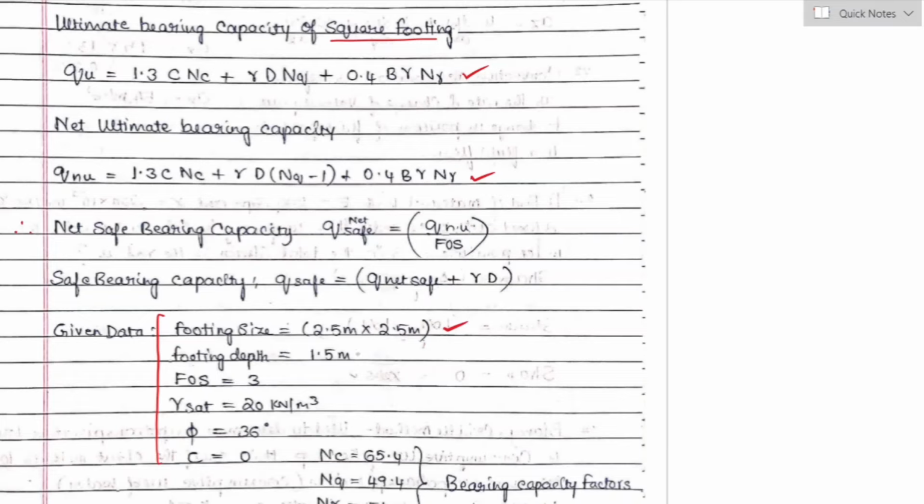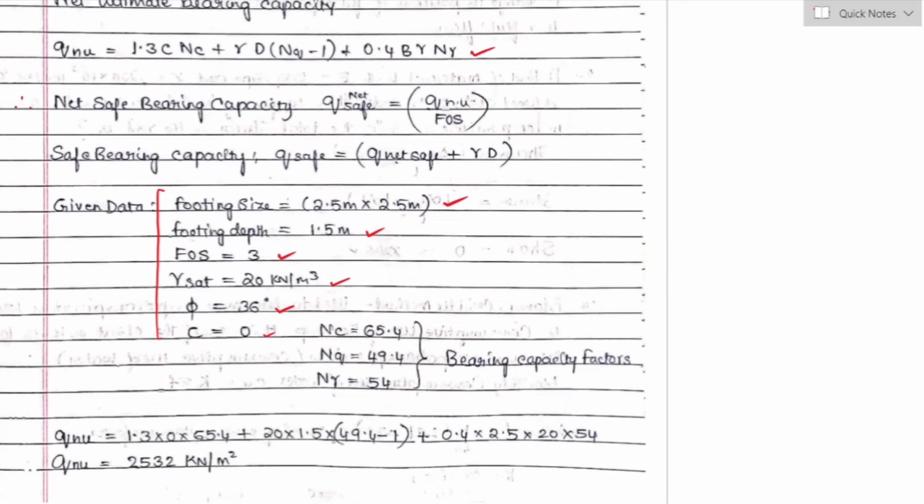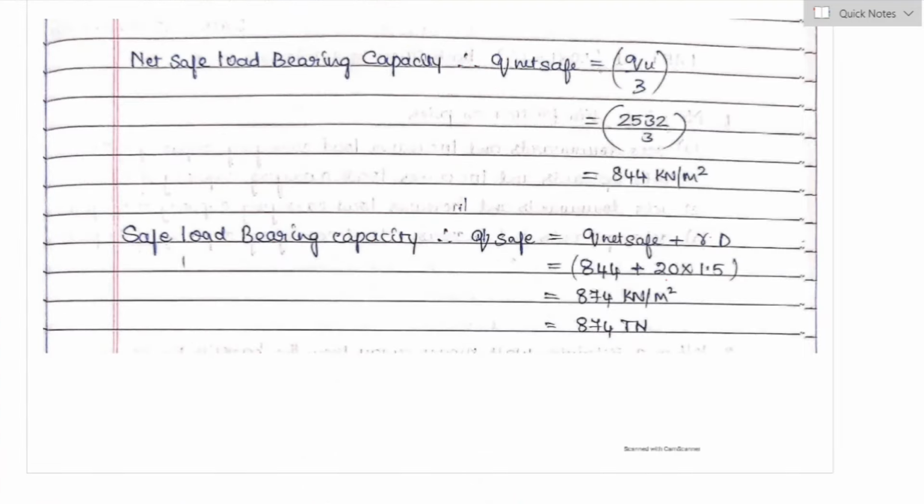Footing size is given as 2.5 meter by 2.5 meter. Footing depth is 1.5 meter. Factor of safety 3. Unit weight, saturated unit weight is 20 kN per meter cube. Angle of shearing resistance is 36 degree. Since it is a cohesionless soil, the cohesion value C is equal to 0. And for the square footing, these are the bearing capacity factors NC, NQ and N gamma. Substituting these values, the net ultimate bearing capacity is 2532 kN per meter square.